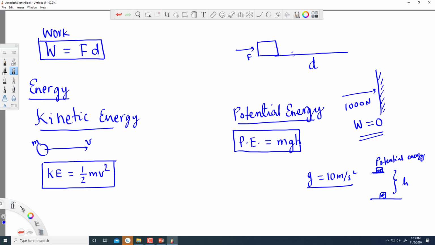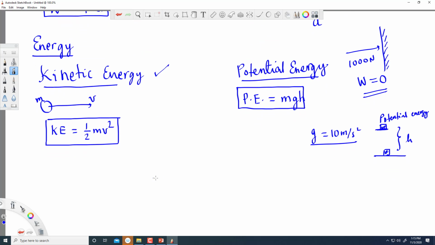Now, what is the relationship between work and energy, or work and kinetic energy? The relationship is given by a theorem called the work energy theorem, according to which if you do work on an object, the work has to go somewhere, because work means you are putting in some energy. Where it goes is, it is utilized to increase the kinetic energy of this object.